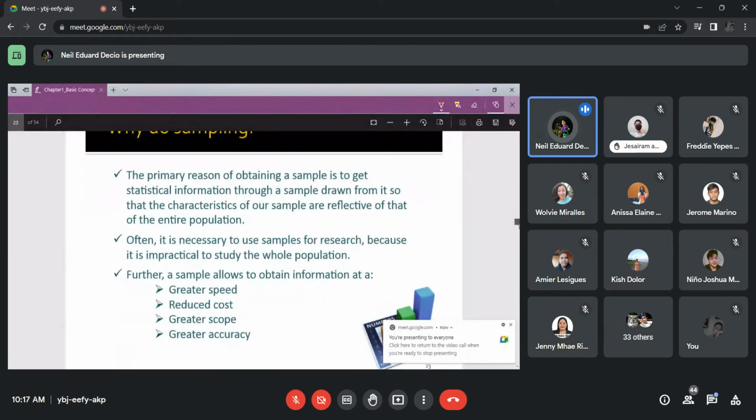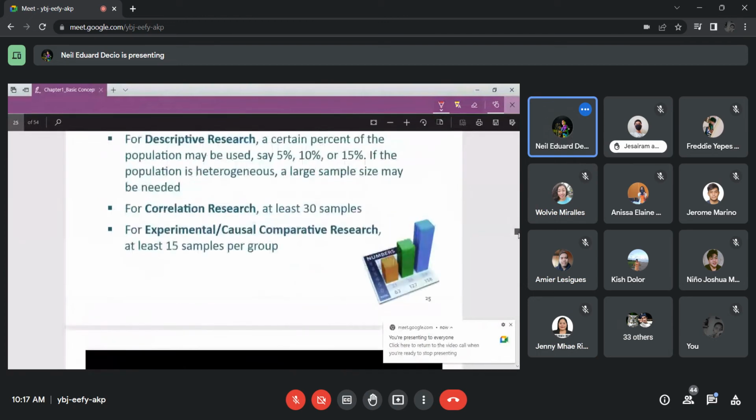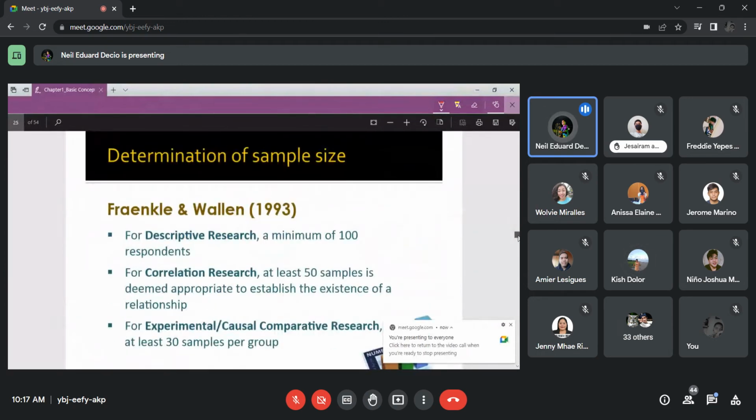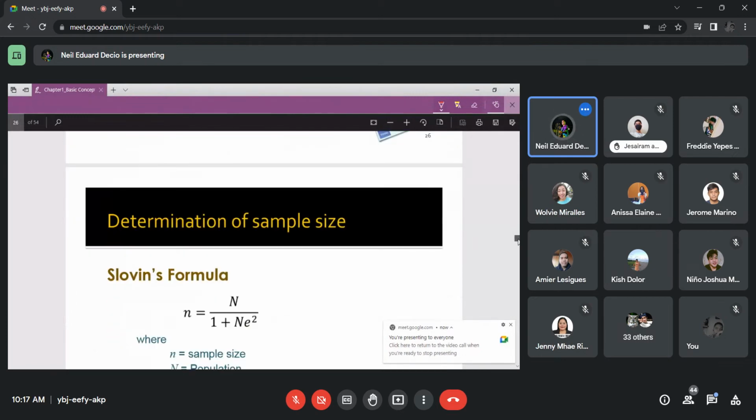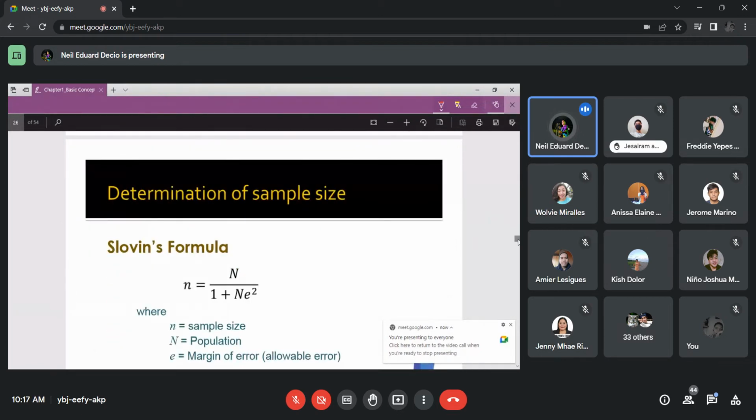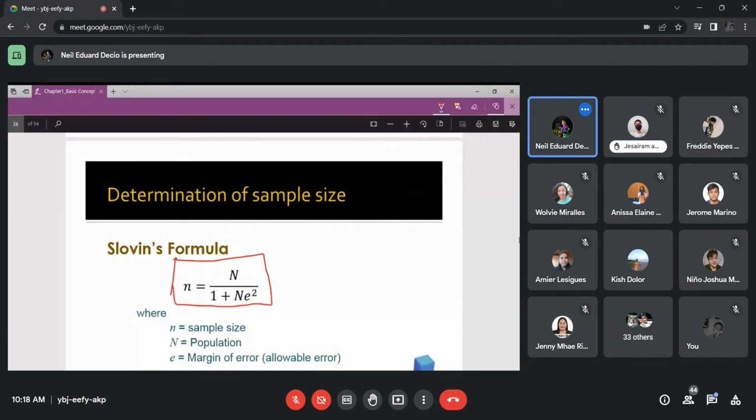Meron tayo kasing mga formula that I've introduced to you. So meron tayo from Frankel and Wallen, and Slovin's, yung tinatawag na Slovin's formula. So ito yung ginagamit natin. Slovin's formula, this is the most commonly used. So yung big N is the number of population, and then yung e is yung tinatawag natin na margin of error.